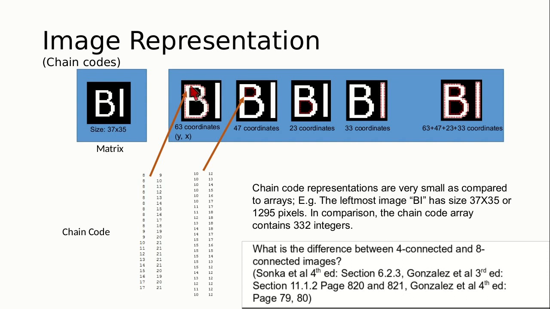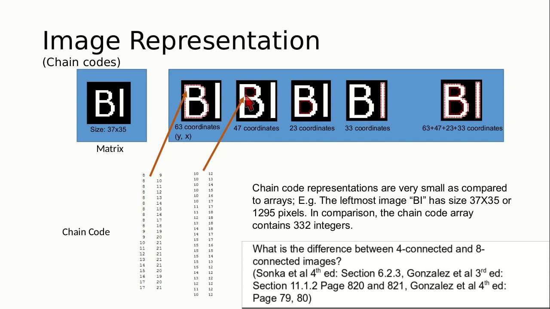The boundary between the black and the white pixels, and you would store their XY coordinates. So for example, in this case you have 63 coordinates and their XY values are like this: 8, 9, 8, 10, 8, 11 and so on. So this is what you would store, right?